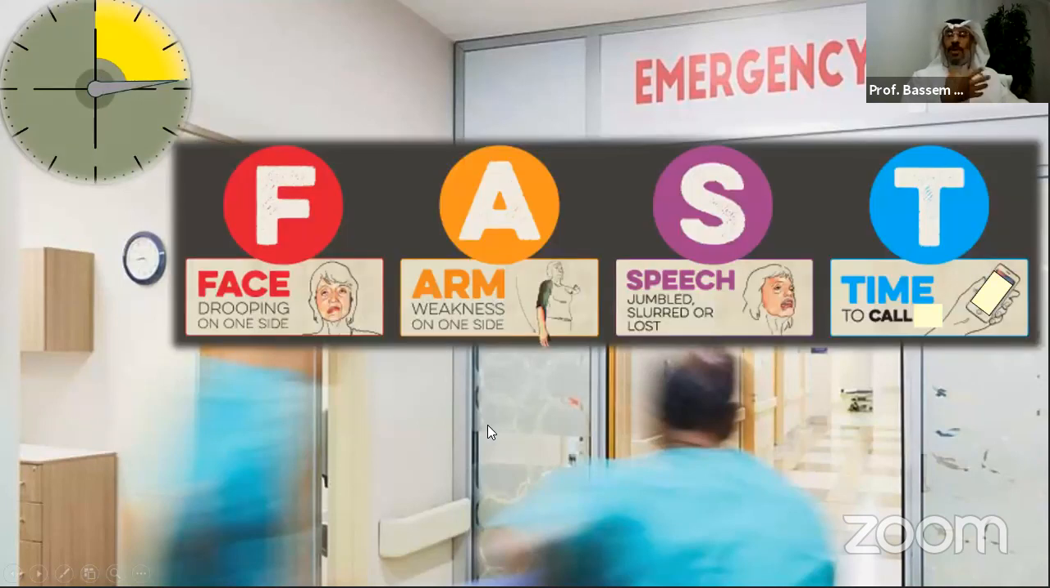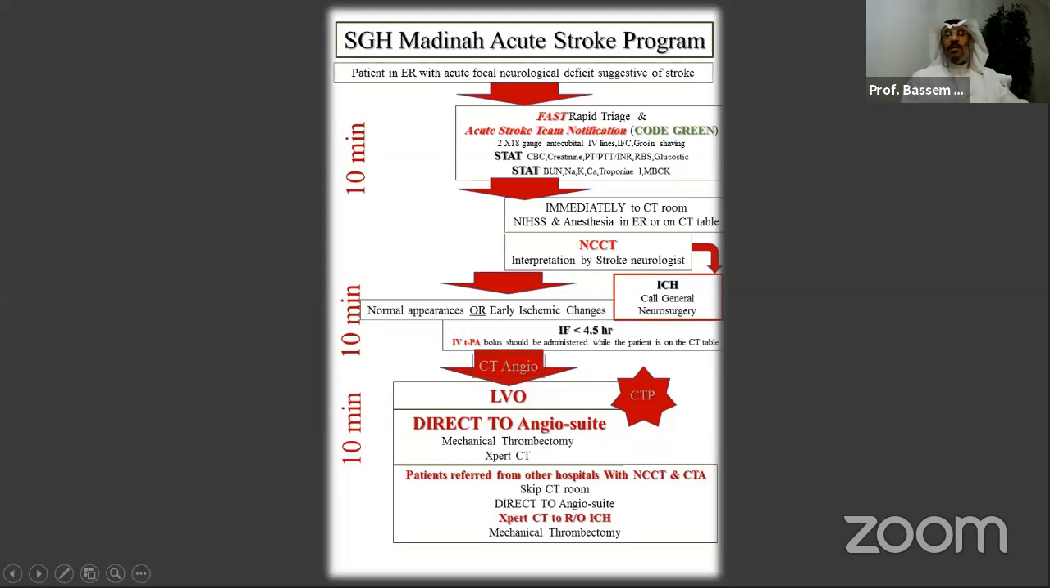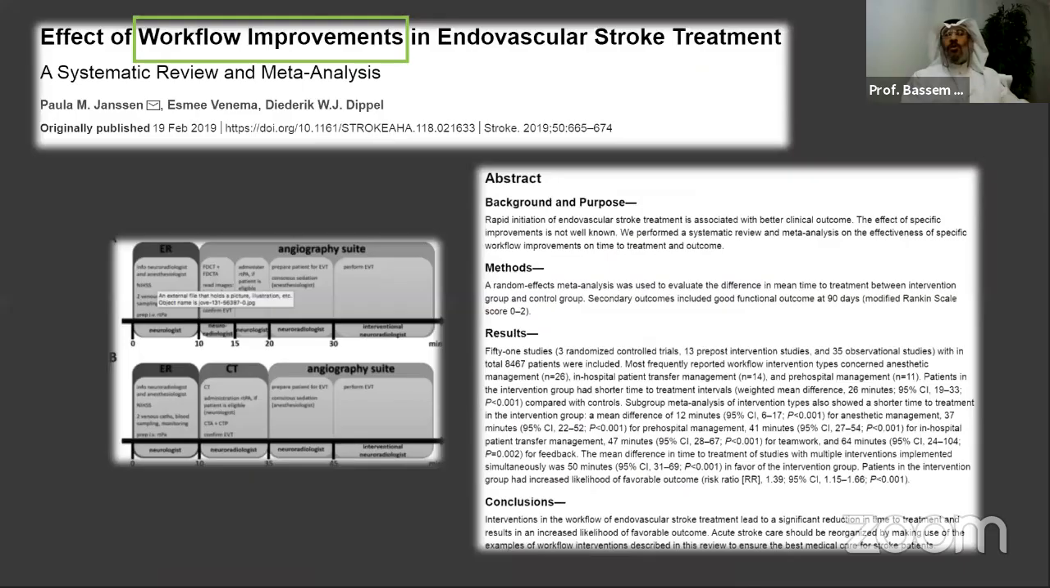Once the patient arrives in the emergency room, the whole staff knows that time is brain and brain is time. So we have to rush fast by assessing the patient. And once the patient is assessed, we know from our own experience and from the literature that as long as you continue to improve the workflow of your team, or the stroke team, the better is the prognosis and the outcome of the patient.